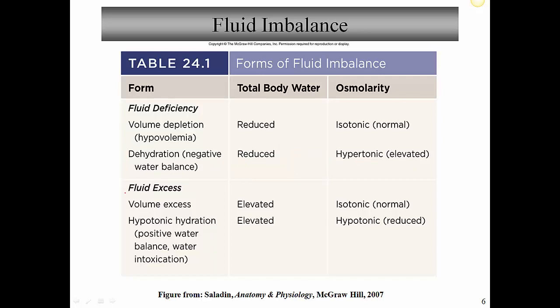Let's turn our attention now to fluid excess, and once again there are two types of this. We can have a volume excess, and what we're talking about here is elevating the level of fluids in the body, but doing it in an isotonic manner again. So here we're putting into the body isotonic fluids, and all we're doing is expanding the volume of fluids in the body, but we are not changing the osmolarity.